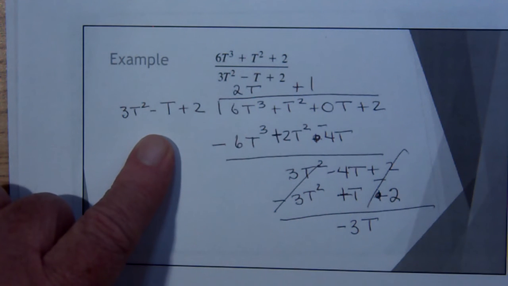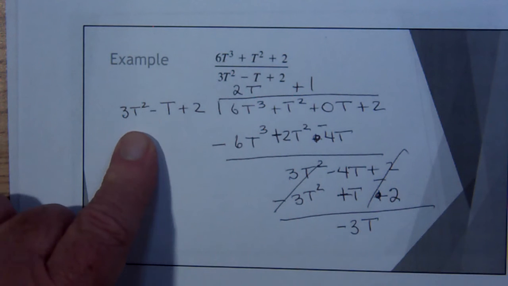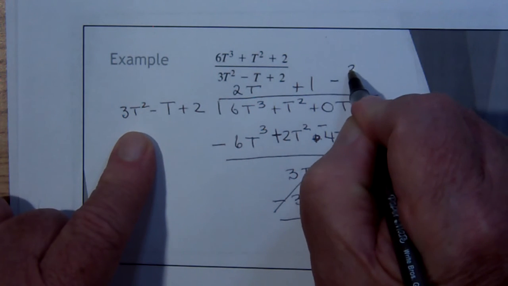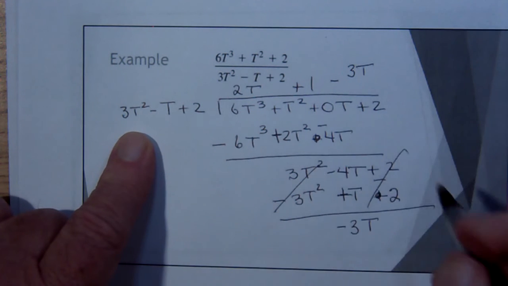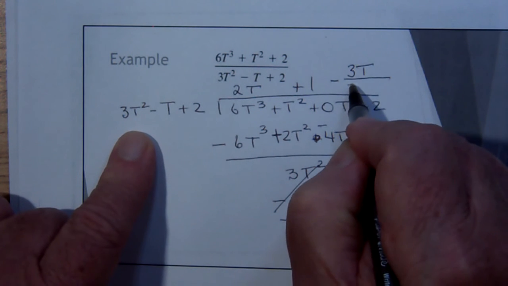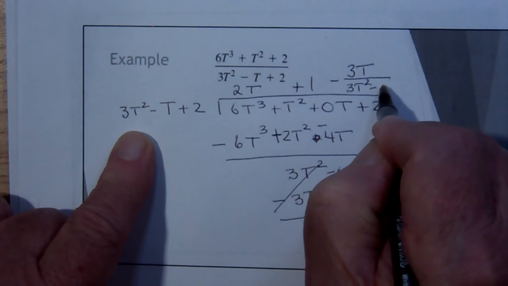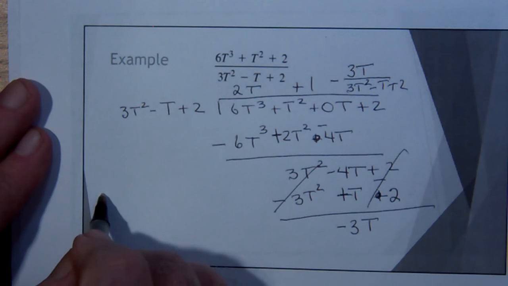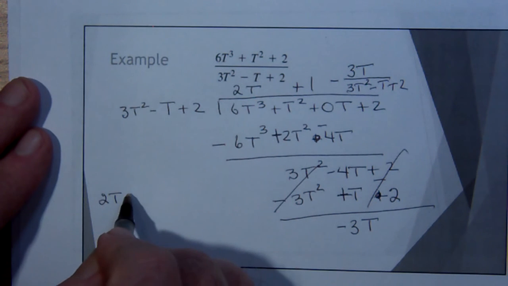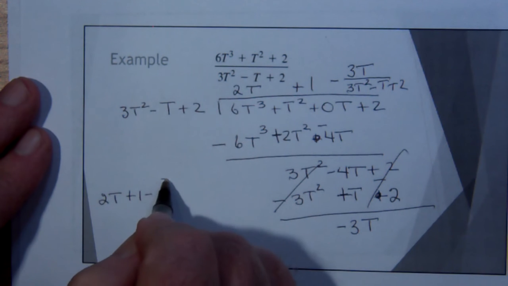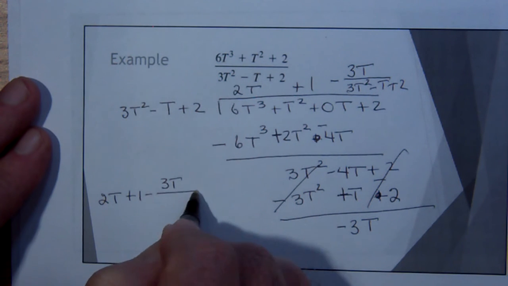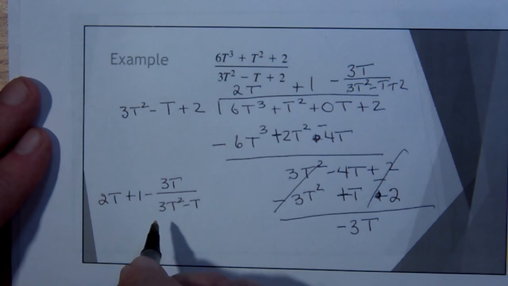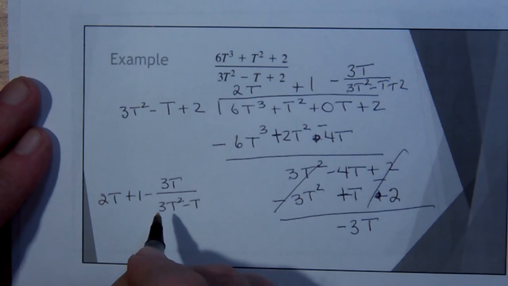And that is now my remainder because t squared won't go into that. And so the answer then is minus 3t over 3t squared minus t plus 2 as remainder, and the whole answer is 2t plus 1 minus 3t all over 3t squared minus t plus 2.